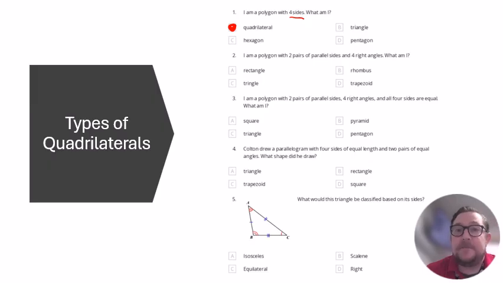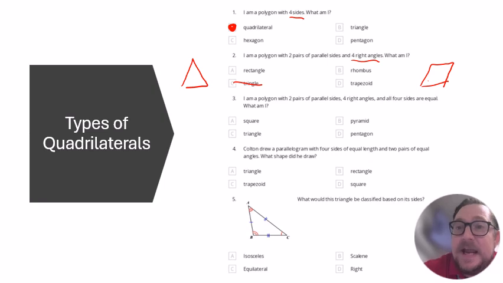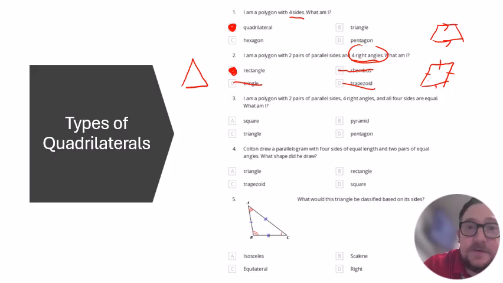What am I? Here we see a triangle. Well, a triangle only has 3 sides, so it can't have 4 right angles. A rhombus? Well, a rhombus famously has opposite parallel sides, all equal, but no right angles. So it can't be a rhombus. And a trapezoid only has 1 pair of parallel sides, so it can't be a trapezoid. So here we're looking at a rectangle.